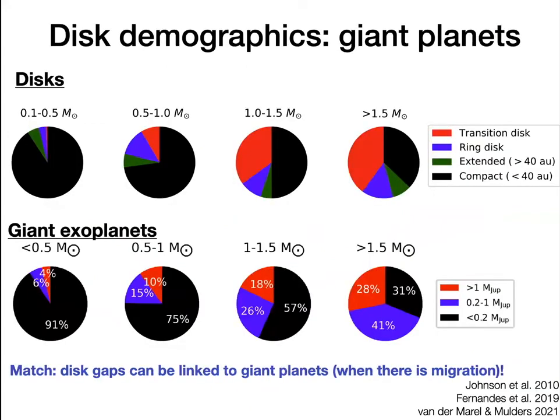So now, comparing this back with the exoplanets. We use our demographical model of exoplanets to predict how many gaps you would expect based on the exoplanet occurrence. Here in the bottom row, we show a prediction where if exoplanets of more than a Jupiter mass are present, it creates a transition disk, and if lower mass planets between 0.2 and 1 Jupiter mass are present, it creates a ring disk. And what's shown here is that because the giant planet occurrence increases with stellar mass, we also predict that there would be more rings and gaps around higher mass stars, which matches very well with what is observed.